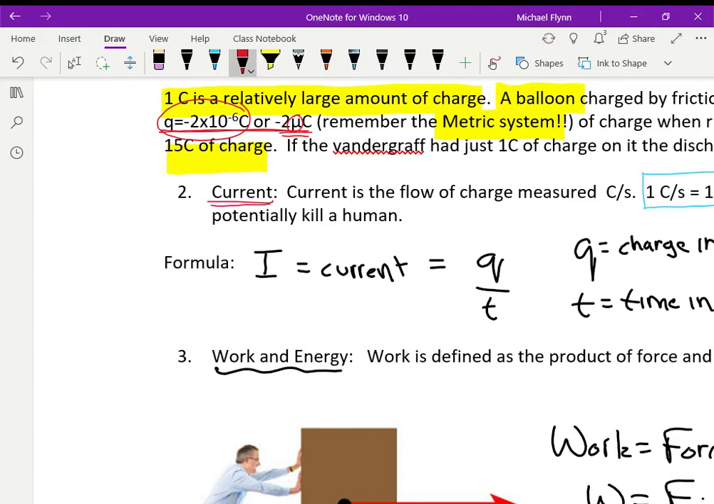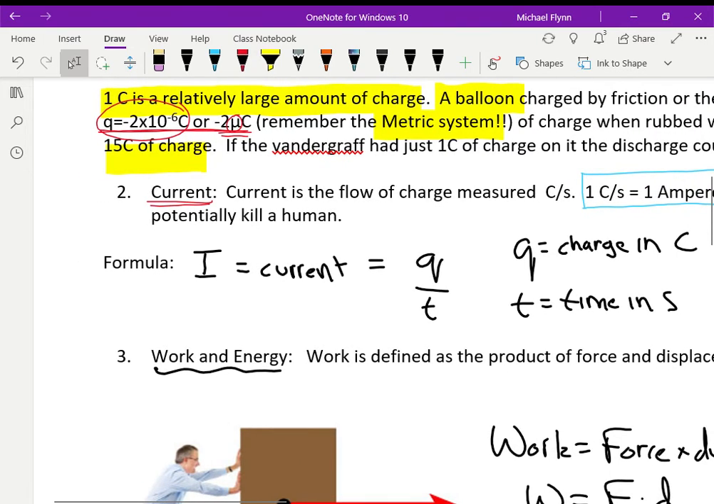All right, what about current? Well, current is the flow of charge. We've been talking about current, right? But what we haven't talked about is how you measure current. Current is measured in coulombs per second. So think of charge as coulombs, right?